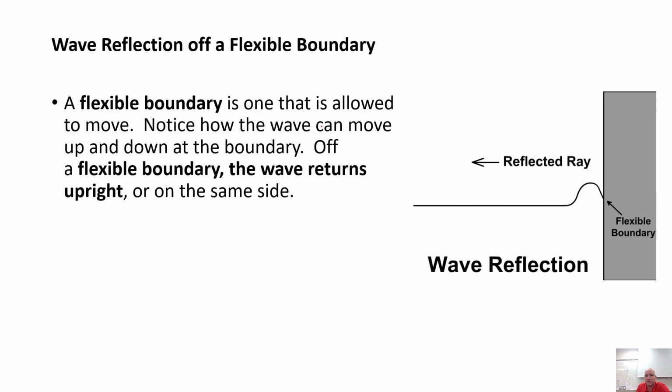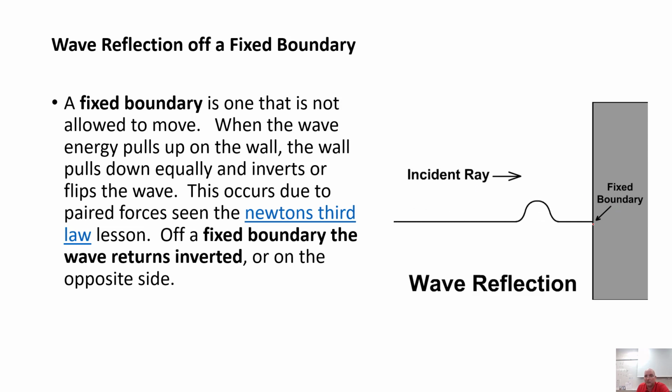So on a flexible boundary, the one that can move, you notice it goes back up, comes back down, and the wave is returned on the same side. So the wave returns, we'll call that upright, because it's facing up that way and it's facing up again on the way back. Off of a fixed boundary, notice what happens here.